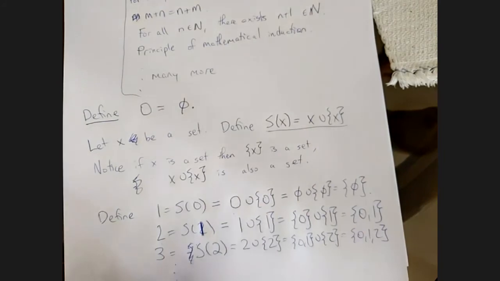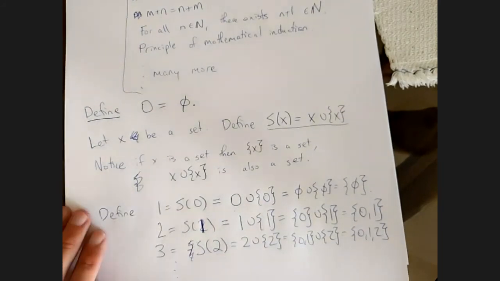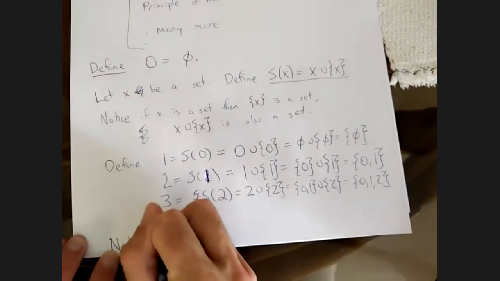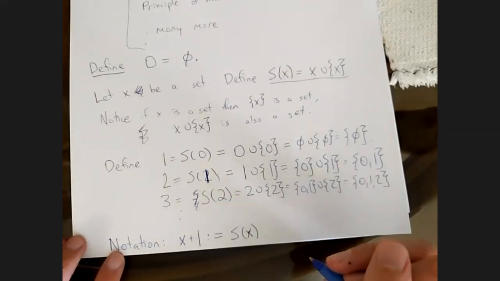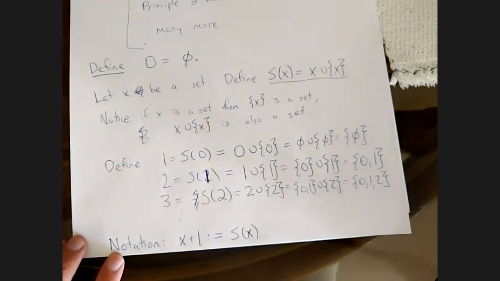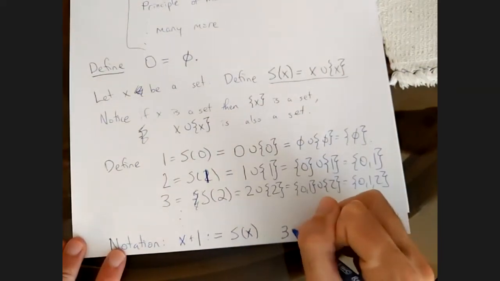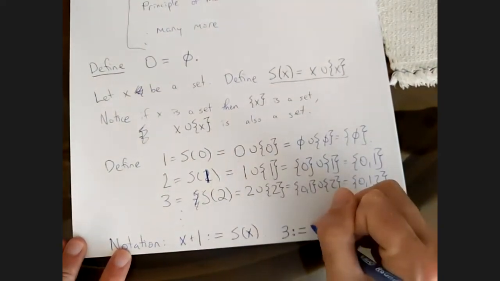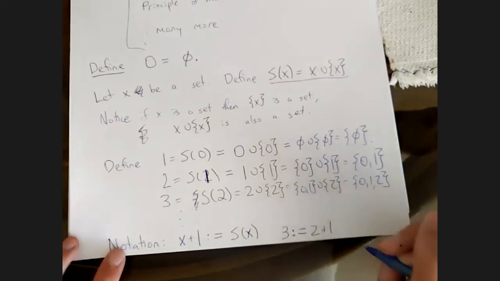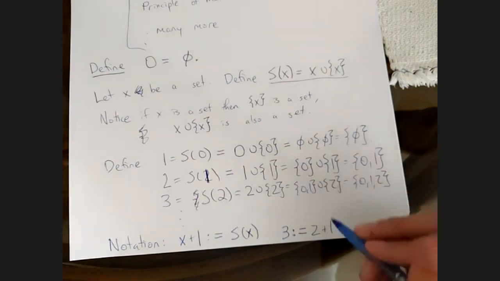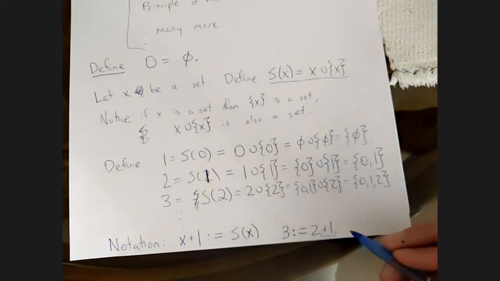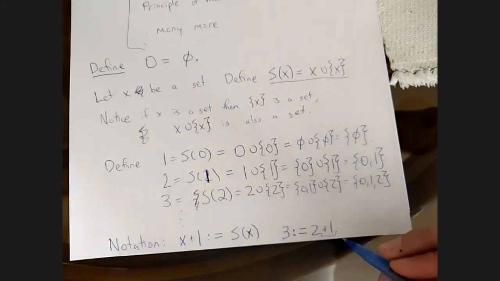So let's also have another bit of notation. Instead of S of x, we'll just define x plus 1. So that means the definition of 3 is that the number after 2 is just 2 plus 1. But notice that I have not defined one more or the next natural number.